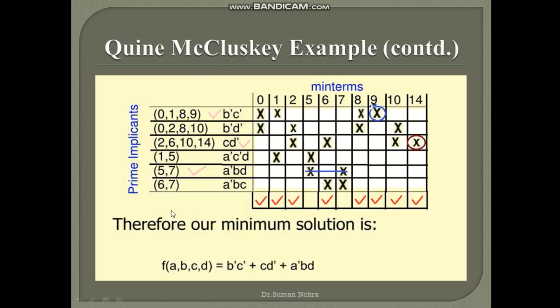Now the solution for this: the essential prime implicants are, F will be equal to B dash C dash plus C D dash plus A dash B D. This is the solution for the problem.